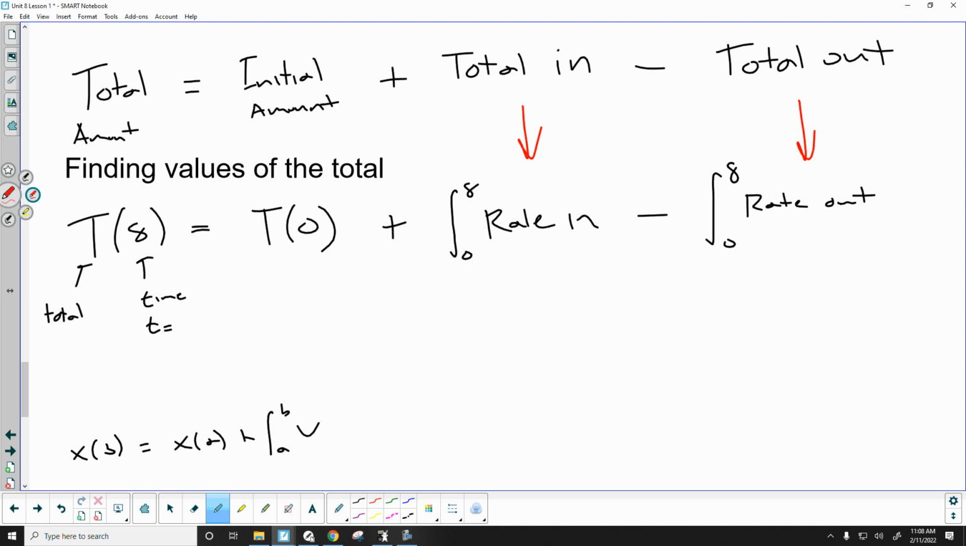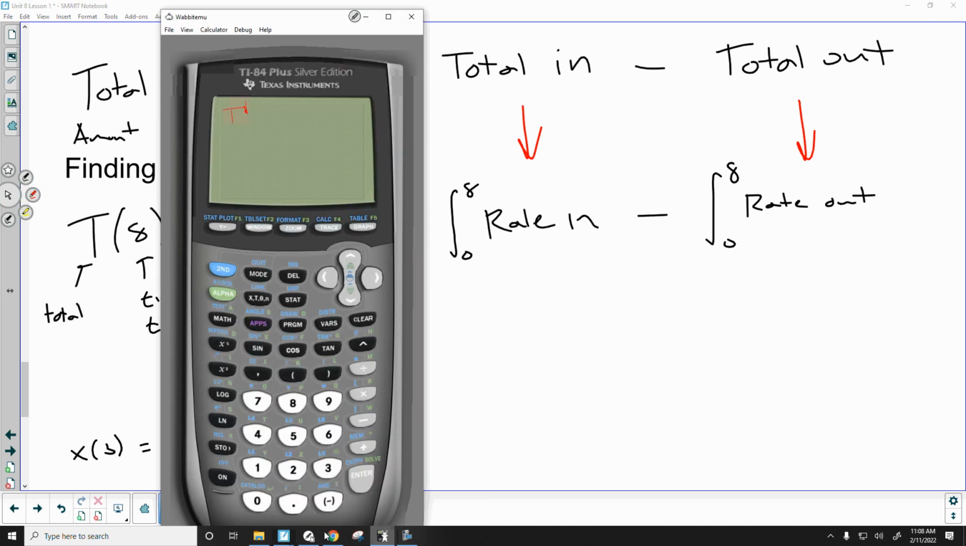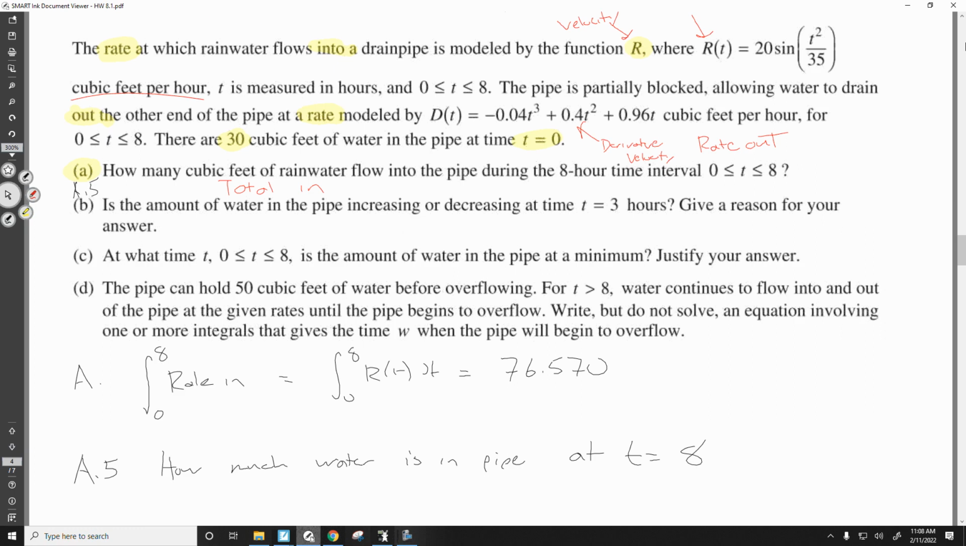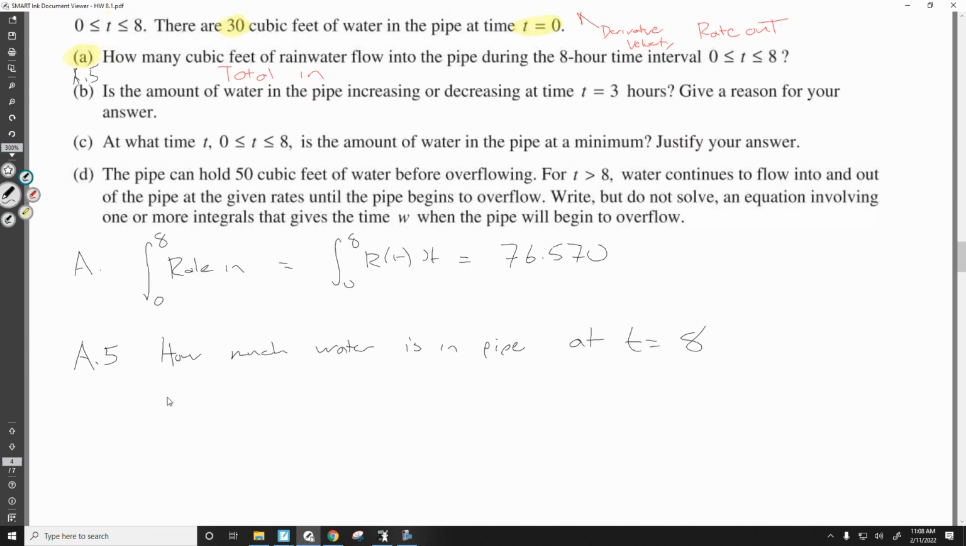Now, to make sure you have a non-naked answer, guys, for 8.5, you need to write this down. You need to have somewhere that T of 0 is equal to 30, or you just put 30. And then keep it simple. You don't have to write the entire equation out, but you do have to show how you got the answer 48.543.